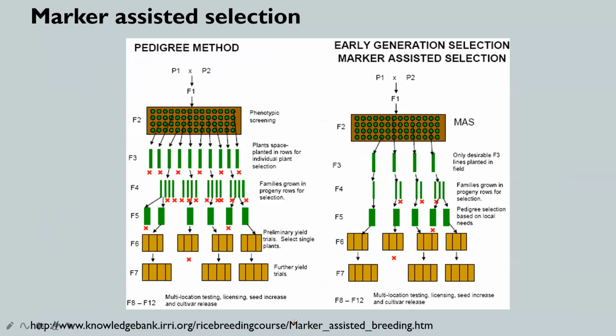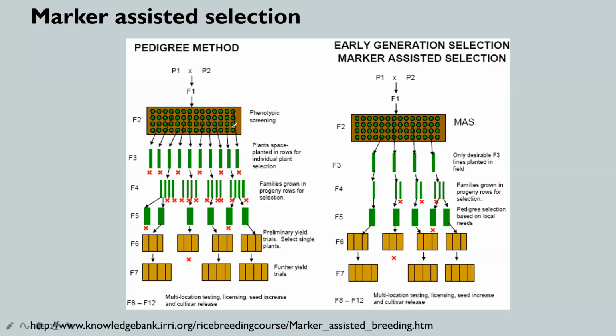The other advantage of these linkage maps is marker-assisted selection. On the left, you have the simple pedigree method. On the right, you have marker-assisted selection. Basically, the advantage of marker-assisted selection is you could screen just a few plants, and at the same time, you could reduce the time. Here is an example that shows reduced screening.